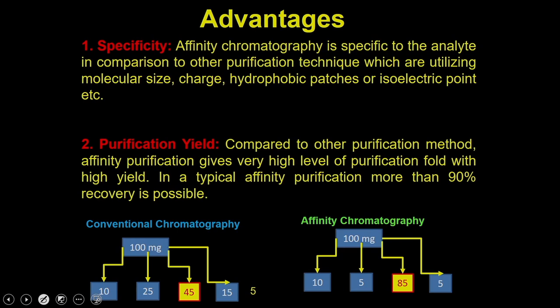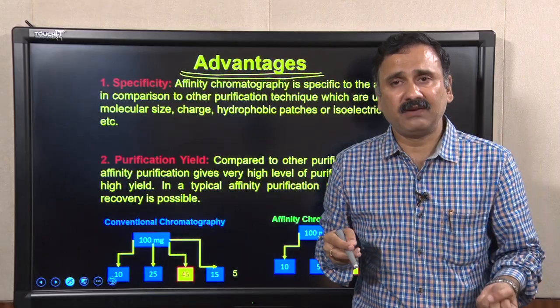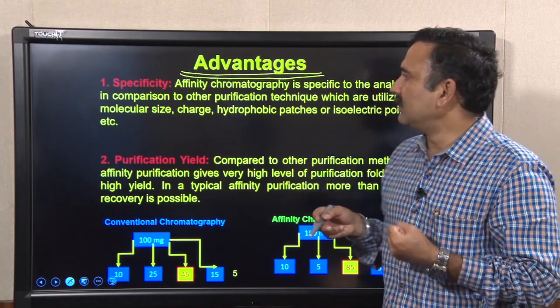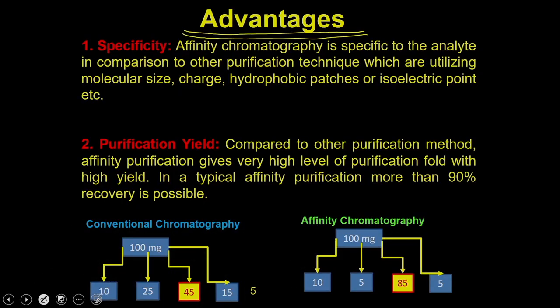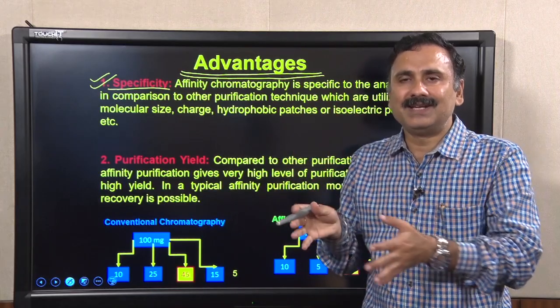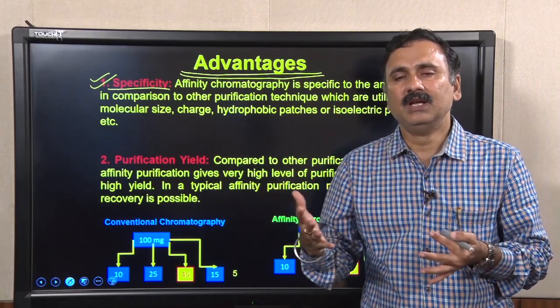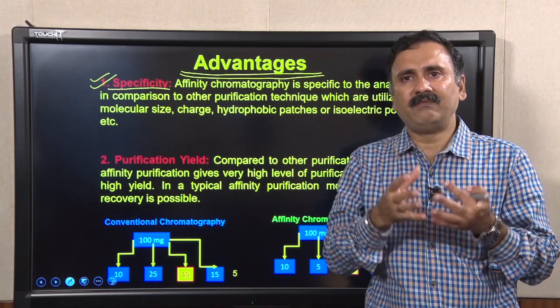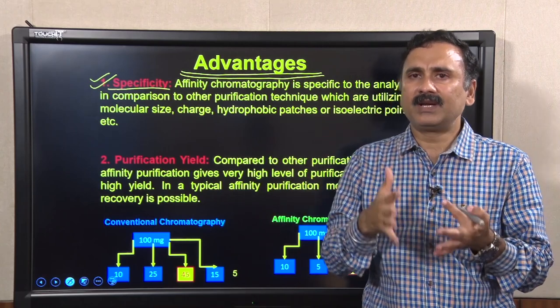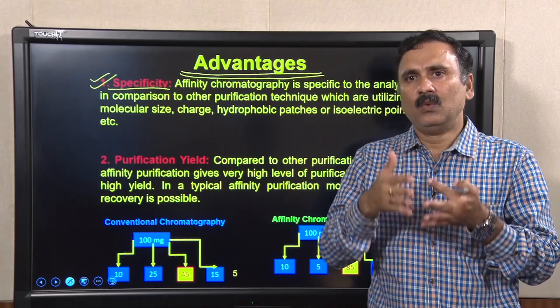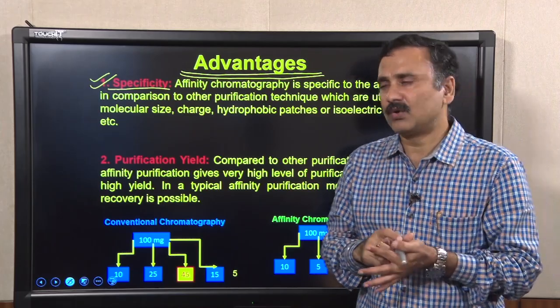Now, what is the advantage of affinity chromatography compared to the other conventional or traditional chromatography techniques? The major advantage is that affinity chromatography is very specific. As we discussed, the receptor is very specific for its particular ligand, so it actually provides the specificity. Even if you have a very, very crude mixture, you can purify it with the help of affinity chromatography.